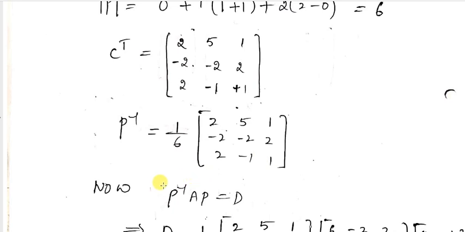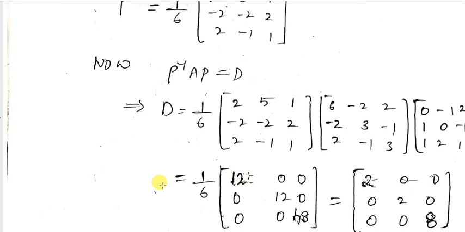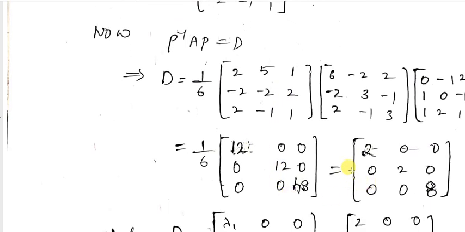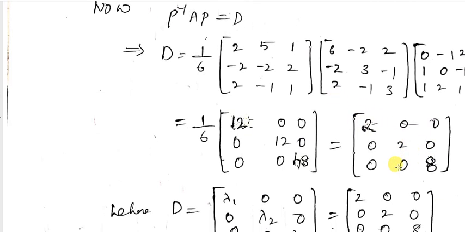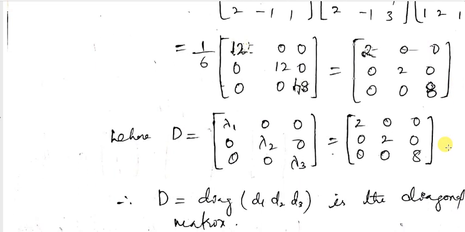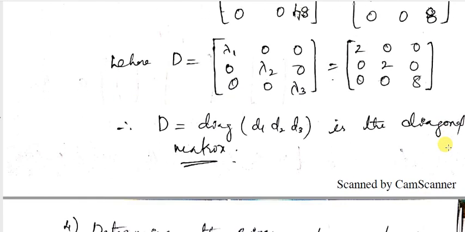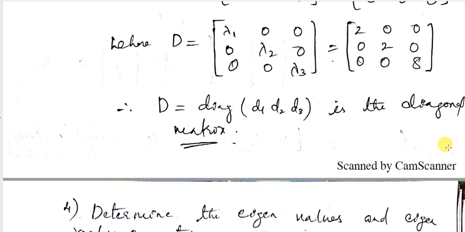Now P inverse AP is equal to D. Substituting all the matrices in P inverse AP and simplifying, we get the simplified matrix as 2 0 0, 0 2 0, 0 0 2. See here all the diagonal elements are nothing but the eigenvalues. So this is equal to D. Hence through this similarity transformation, P inverse AP is equal to D, and the given matrix A is diagonalizable.